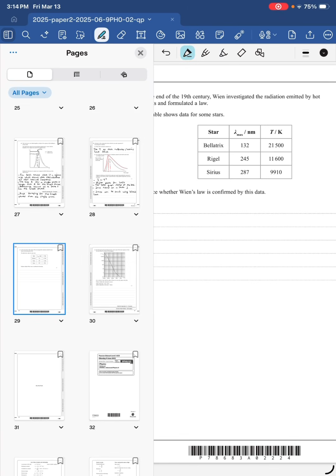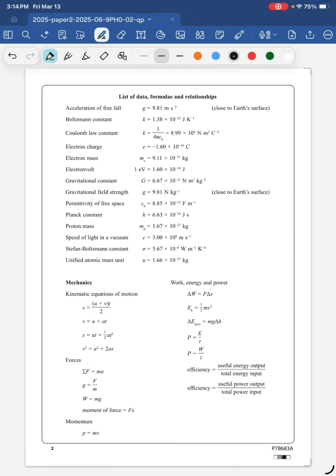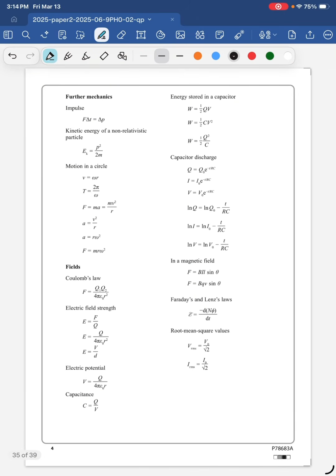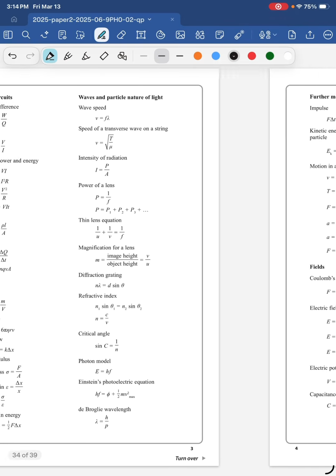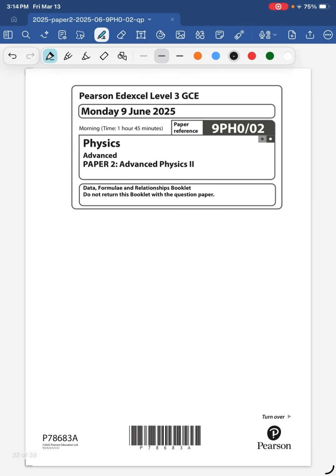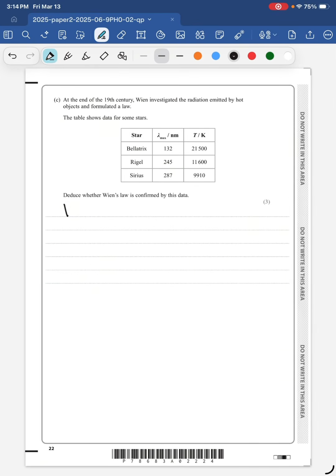So first of all, let's find Wien's law. It's given in the back of the paper somewhere. Let's find it. Not here. Not here. Not here. Here. So lambda max times T is equal to 2.898 times 10 to the negative 3 meters times kelvins.